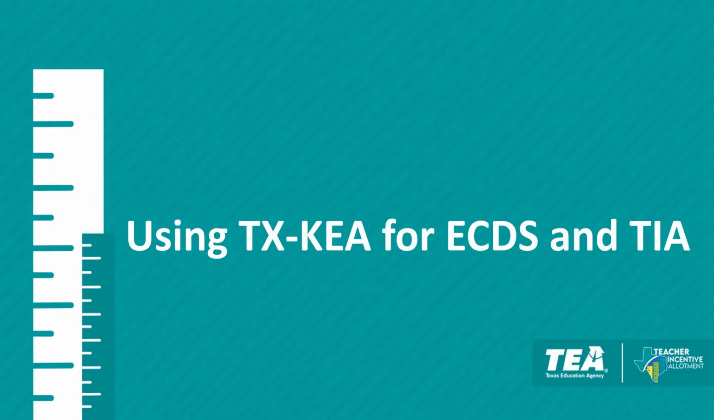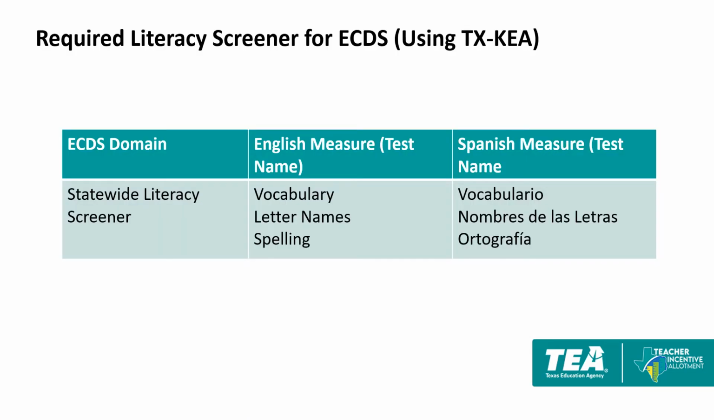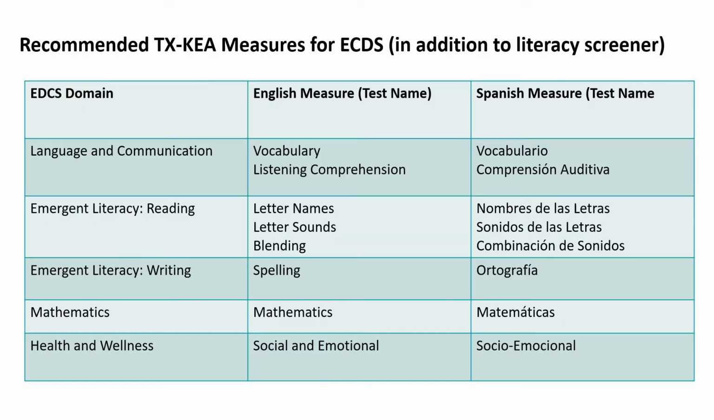We will now look at some methods for setting expected growth targets using TXT-KEA. Similar to the circle test, there is a required test for ECDS reporting, which is a literacy screener that consists of 3 subtests: vocabulary, letter names, and spelling. Additional tests beyond the 3 tests that are required for the literacy screen are recommended. There are additional tests in the language and communication domain, the emergent literacy reading domain.